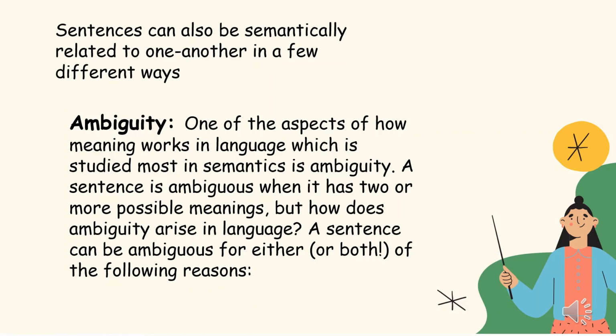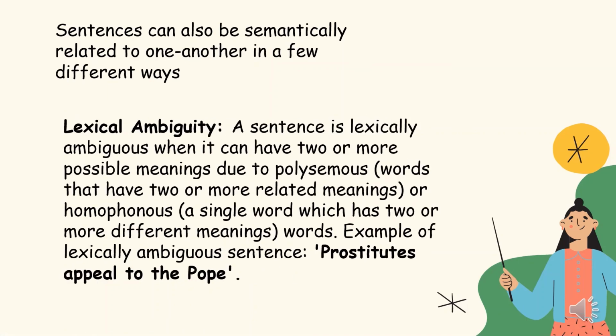Lexical ambiguity. A sentence is lexically ambiguous when it can have two or more possible meanings due to polysemous words, which have two or more related meanings, or homophonous words, a single word form which has two or more different meanings. Example of a lexically ambiguous sentence: prostitutes appeal to the Pope. This sentence is ambiguous because the word appeal is polysemous and can mean ask for help or attractive to.